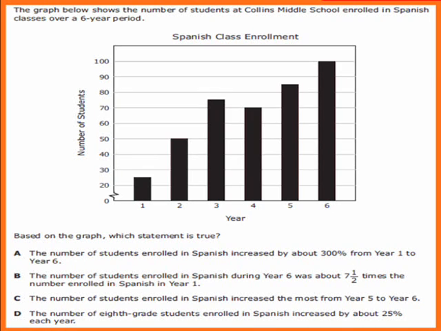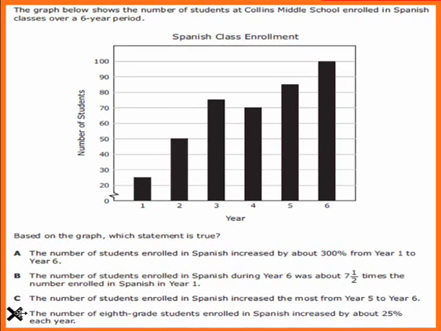one of those statements. Looking at which one I can eliminate first, I would eliminate D first because it says the number of 8th grade students enrolled in Spanish increased by 25% each year. If you look at the graph, there are dips in the graph between year 3 and 4. So there was not an increase every year. We don't even have to look at the 25% piece because there was a decrease between year 3 and 4.